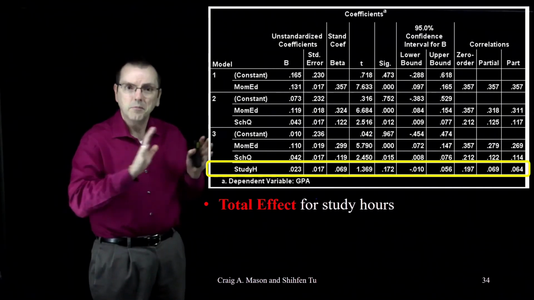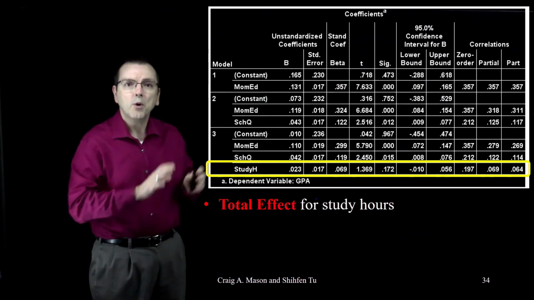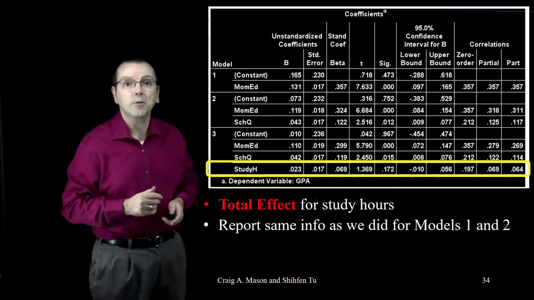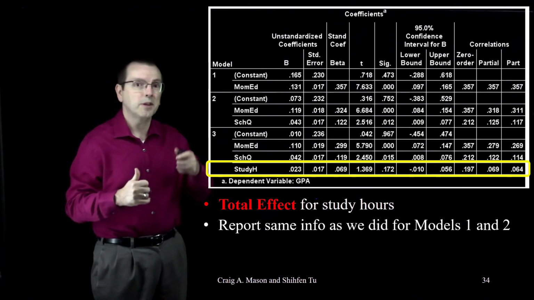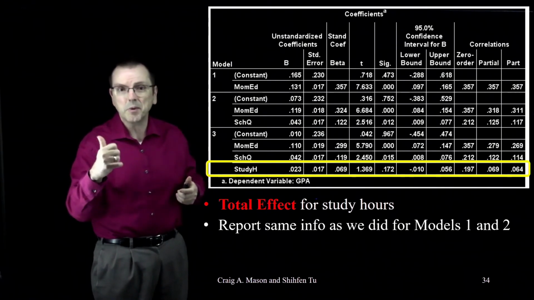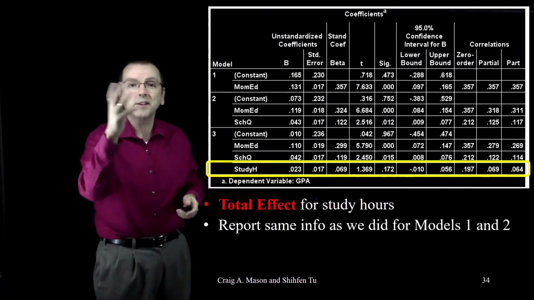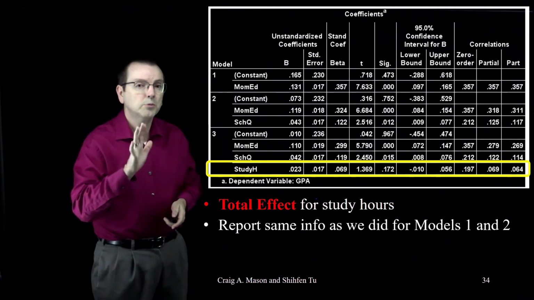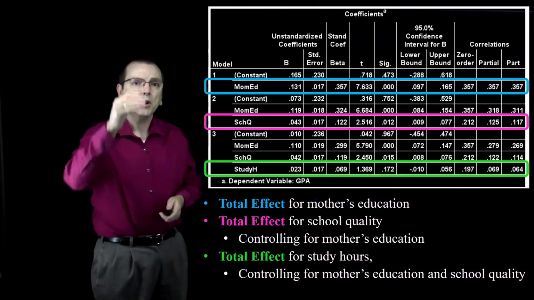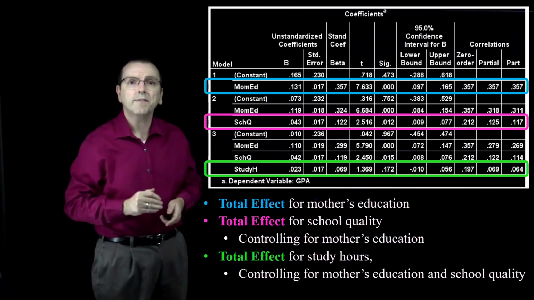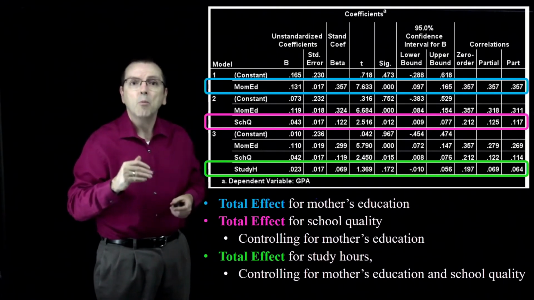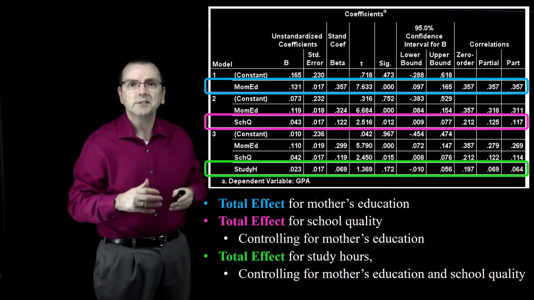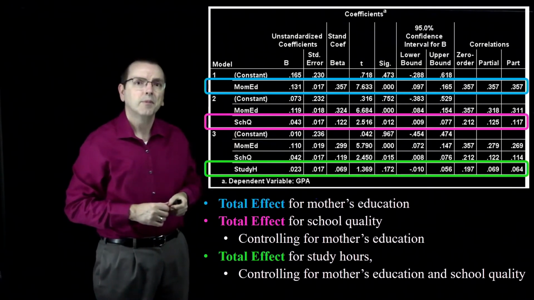So, working off of Model 3, we report the same information for the total effect of study hours. The unstandardized coefficient, maybe the standardized beta, the squared semi-partial, or the change in R squared, and the 95% confidence interval. Now, notice what we've done. We've cumulatively focused on the total effect of each predictor based on what we think their causal sequential effects are on subsequent predictors in the outcome.